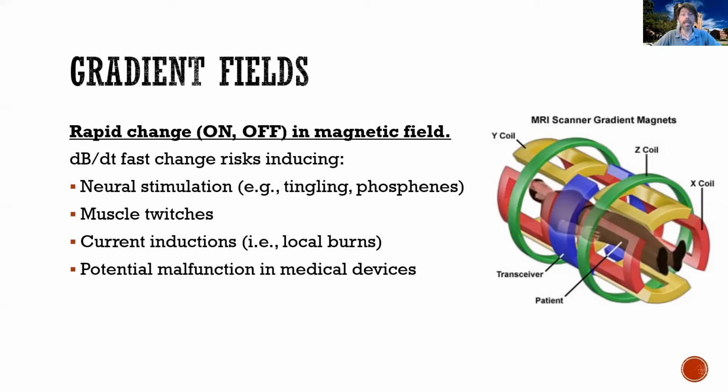Similarly to the radio frequency pulse, they can induce current induction and thereby the risk of burns. So tattoos again are a risk also with respect to gradient fields. And importantly, if somebody has an implanted medical device, this rapid change in magnetic field could lead to potential malfunction. So if you work with patients, you need to know if they have any implant, and if they do, you need to track down the exact implant they have, and you have to understand whether it can withstand undergoing MRI or not.